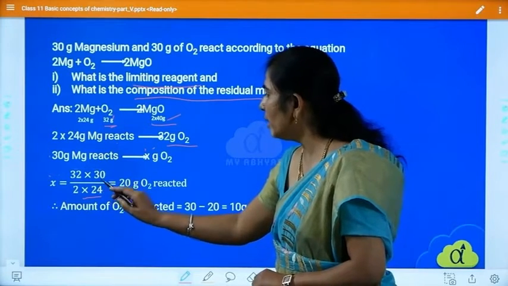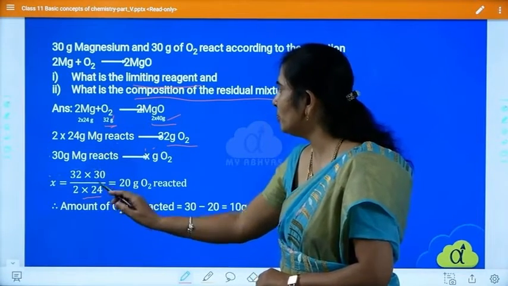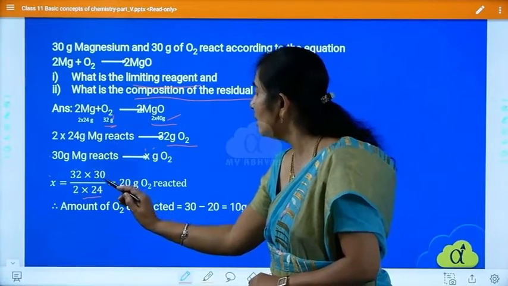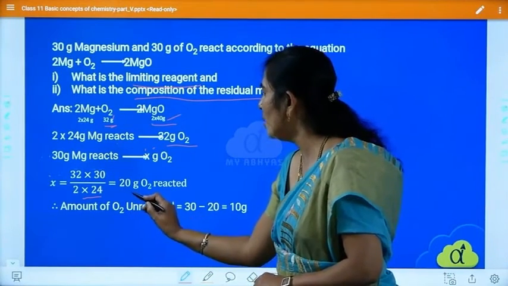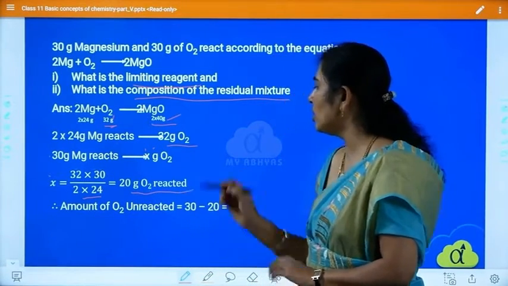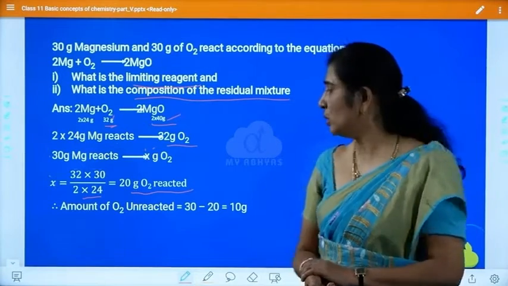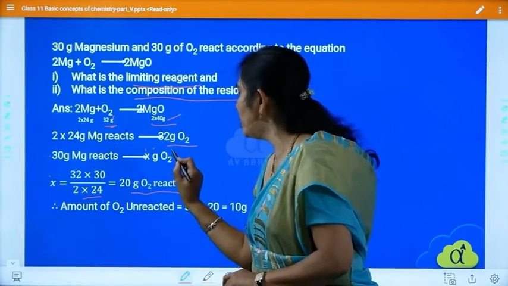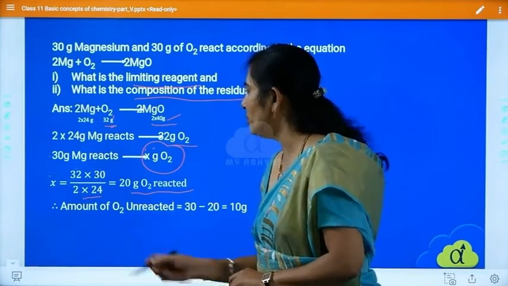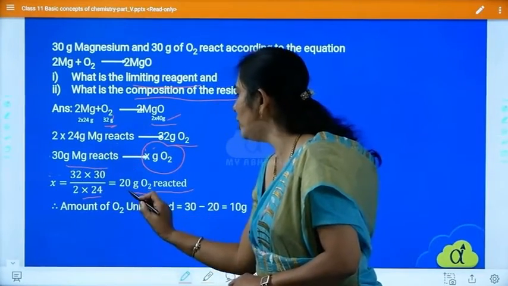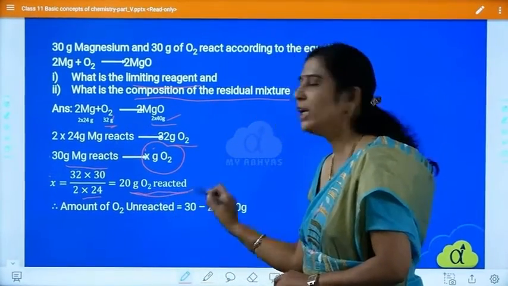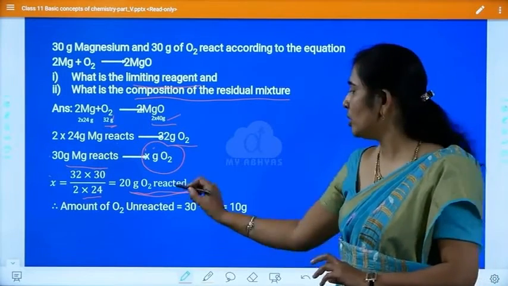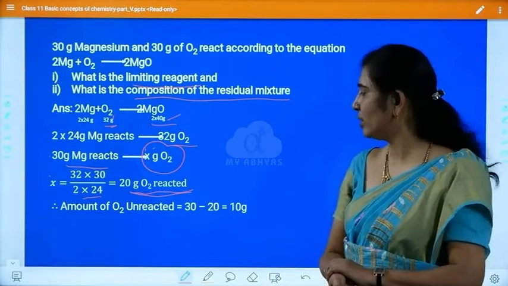Okay? So, therefore, X is equal to, see, 2 into 24, I mean 48 gram of magnesium reacts with how many gram of oxygen? 32. If it is the case, 30 gram of magnesium, how much? 20 gram of oxygen reacts. So 30 gram of magnesium reacts with 20 gram of oxygen. That is the meaning. This is how you can calculate the composition.